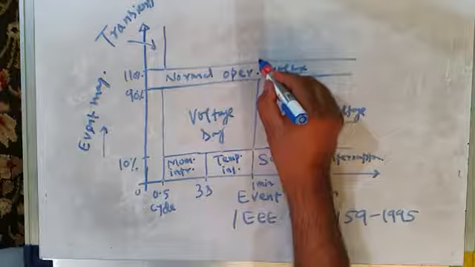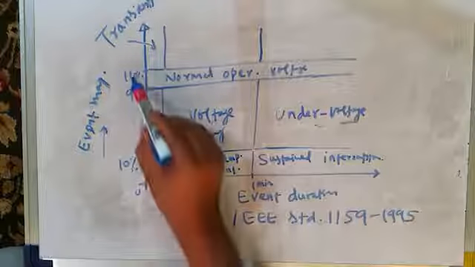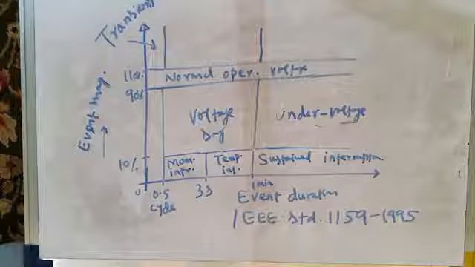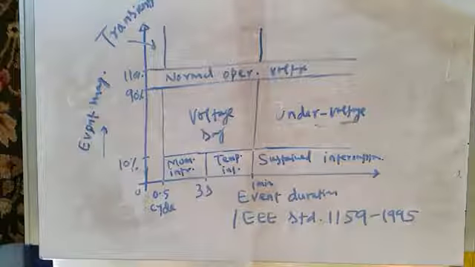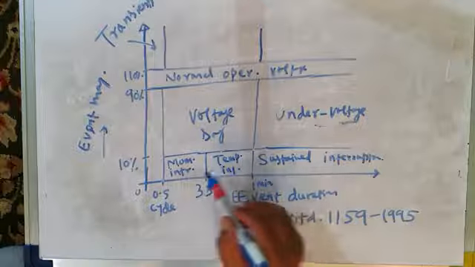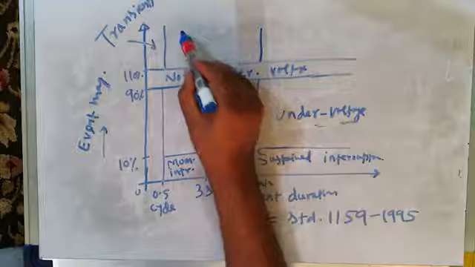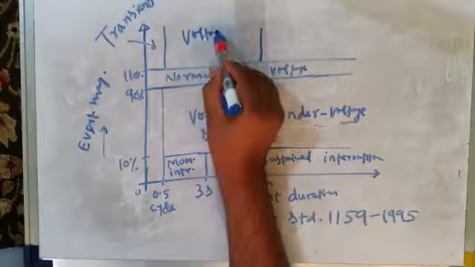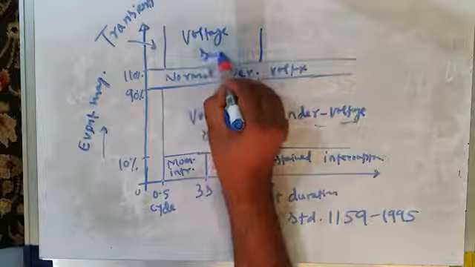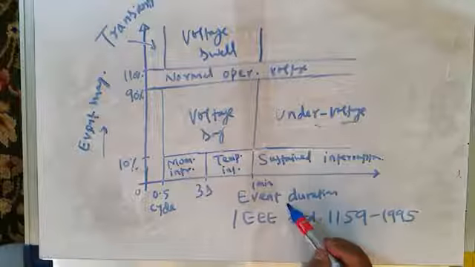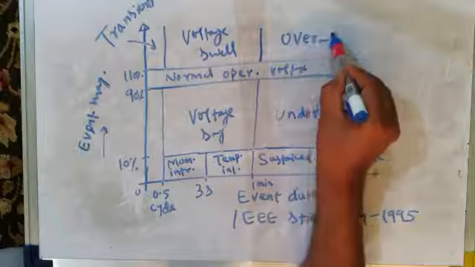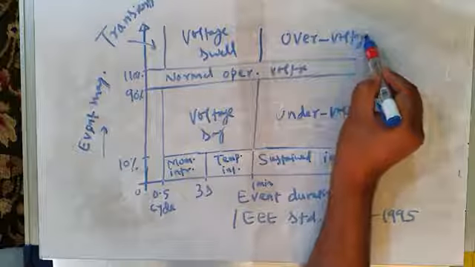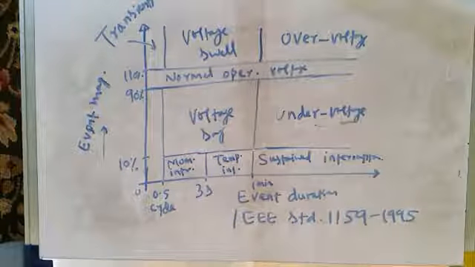Similarly, if the increase in voltage is above 110%, I have already told you, if the voltage goes up to 110% or slightly more than 110%, then up to 1 minute, it's called voltage swell, a short duration increase in voltage. And if the increase in voltage is for a longer period, greater than 1 minute, then it's called over voltage. So all types of events are summarized in this diagram.